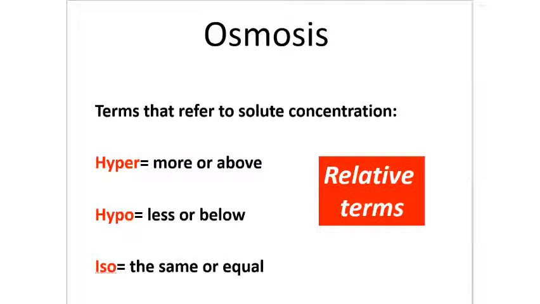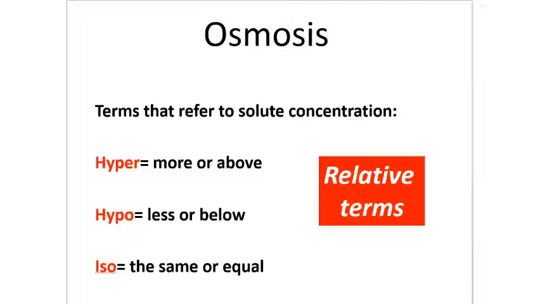Okay. Now what's happening in osmosis is water is actually flowing down its concentration gradient, just like all the other molecules do in diffusion. But when it comes to the terms that we use to describe what's going on in osmosis, the reason why I think people get confused is because those terms refer to the solute concentration, not the actual concentration of water. And the solute concentration versus the concentration of water are actually inversely related. So when you have a lot of solutes, you have very little water. When you have a lot of water, you have very little solutes.